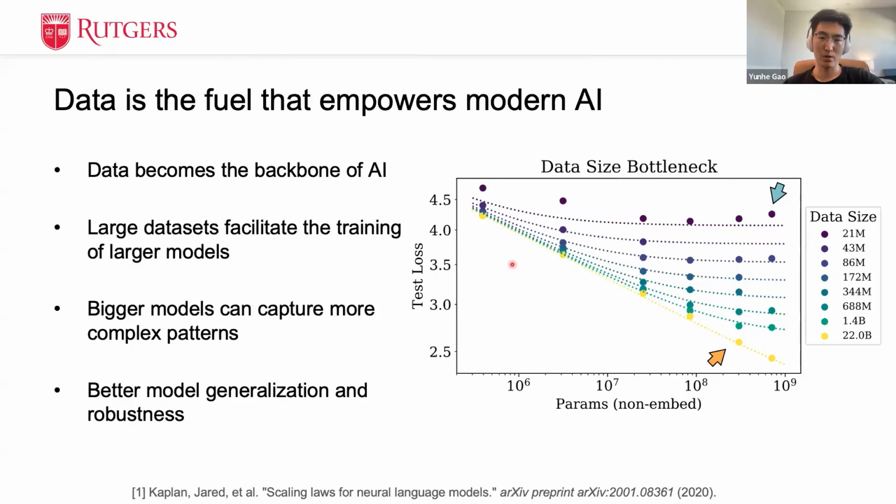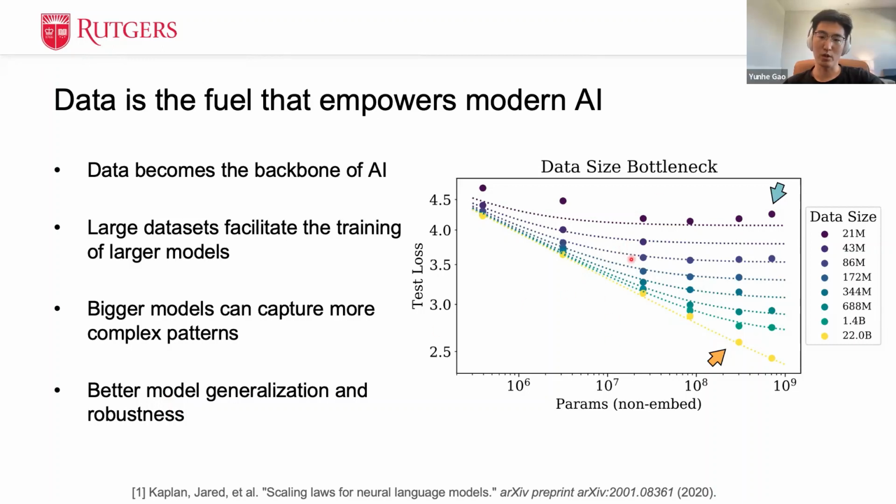Data is the fuel that powers modern AI. We see data as the backbone of data-driven AI, because the scale and the quality of the training data decide the upper limits of a model. And larger training data and larger models are mutually reinforcing. That is, larger training datasets usually facilitate the training of larger models, and bigger models can capture more complex patterns and have better generalization and robustness.